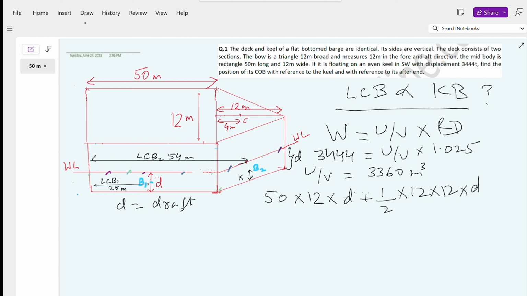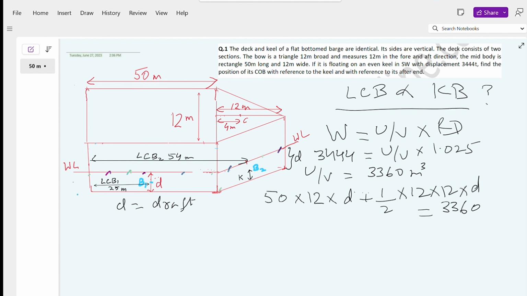So this is very important to understand here. This portion, the forward portion, the volume below this triangular underwater volume will be the area of the base, which is a triangle. So half base into height, triangle area, half 12 into 12, and the length of the section will be actually the draft D. So this is the total underwater volume.